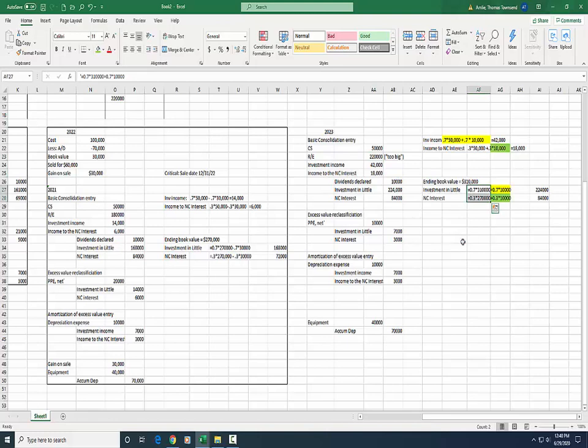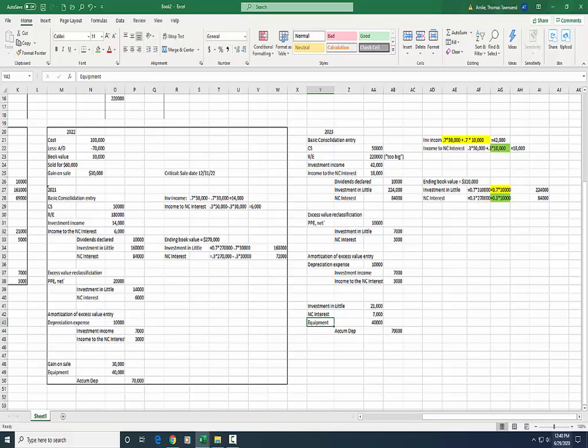So because this was an upstream sale, that excessive book value, that excessive gain, that unrealized gain, is included in the subsidiary's retained earnings, which means it was split between both parties. We have to go ahead and take it out. So we're going to reduce the investment a little by the parent's share of that $30,000, and we're going to reduce the non-controlling interest by the non-controlling shareholder's share of that $30,000.